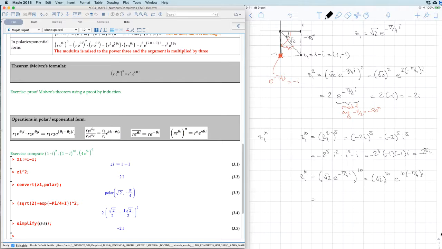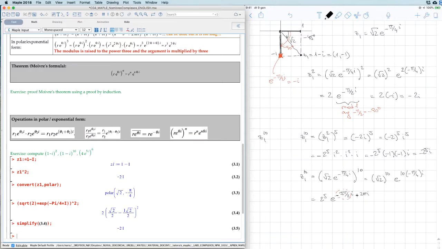So in this case we get 2 to the power 5 e to the minus 5 pi over 2 i. Okay? So now this number, this argument, is not a principal argument because it's smaller than minus pi. So what I'm going to do is add 2 pi i.